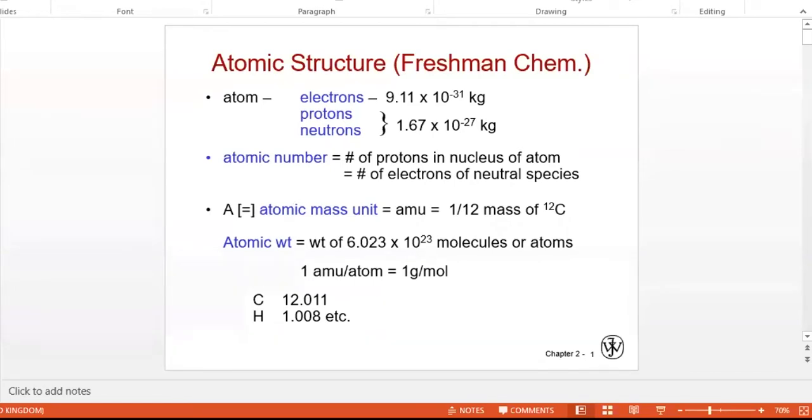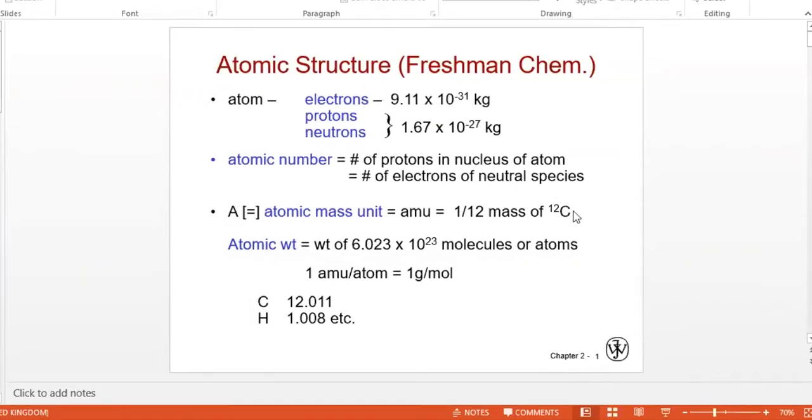We call it simply AMU, right? So that is 1/12 of the mass of a carbon-12 atom. You might have studied isomers and isotopes. Carbon has the isotopes carbon-12, carbon-13, and carbon-14, right? But we will consider only carbon-12 for the purpose of the atomic mass unit definition: 1/12 of the mass of a carbon-12 atom, right?